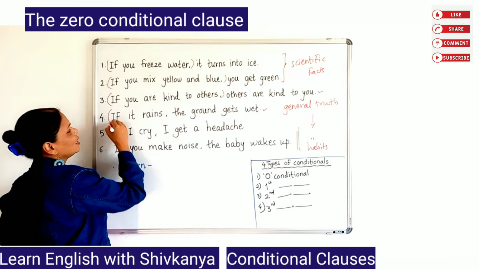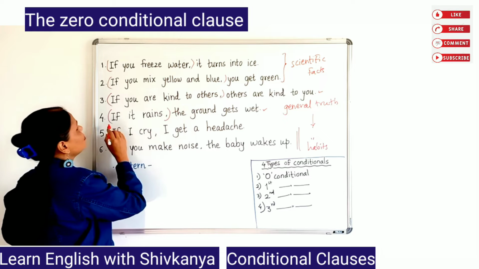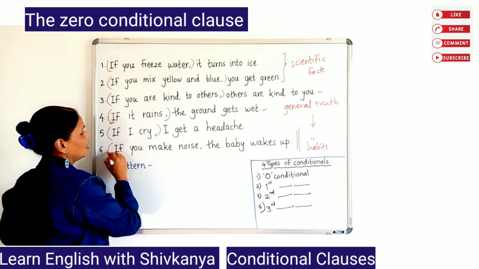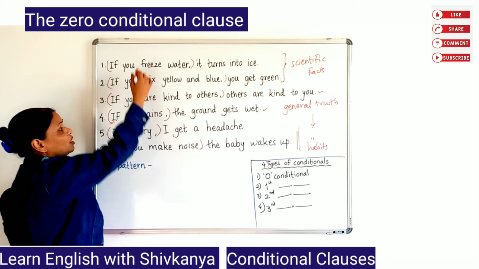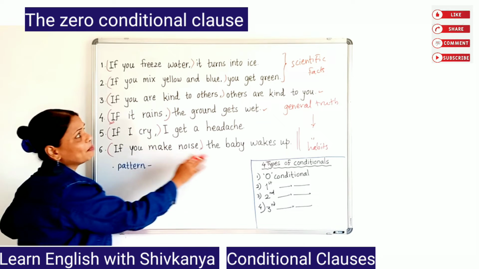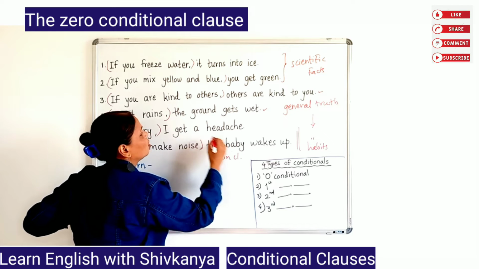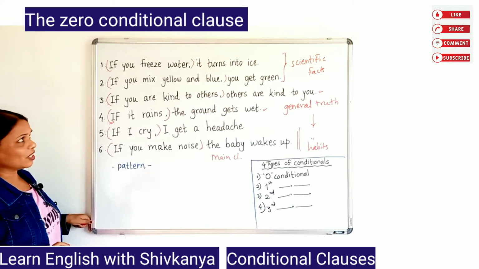How to identify the if clause? The clause that begins with an if is called an if clause. Okay? If you make noise. So these are all if clauses, and the remaining ones are main clauses. Everywhere the main clauses, remaining ones.